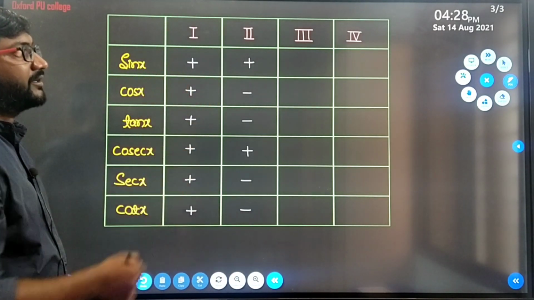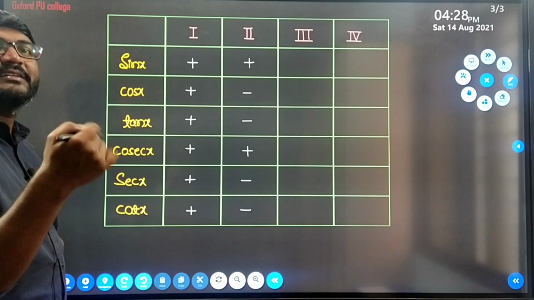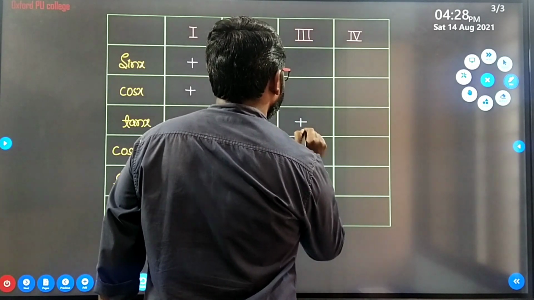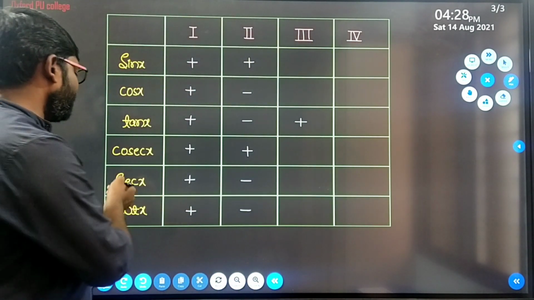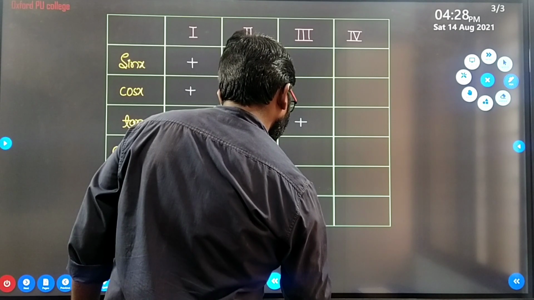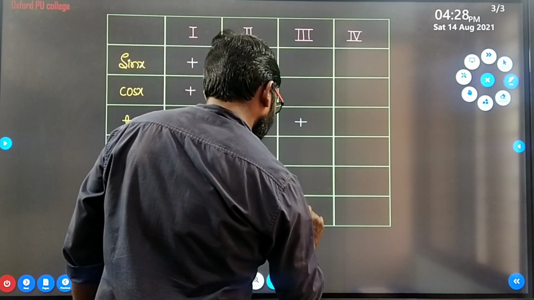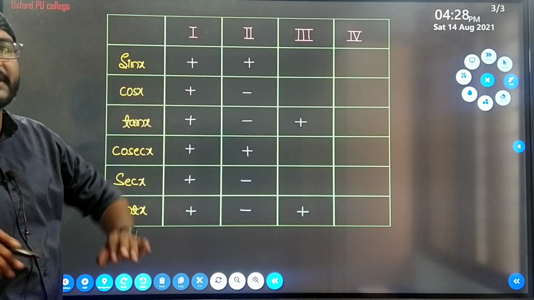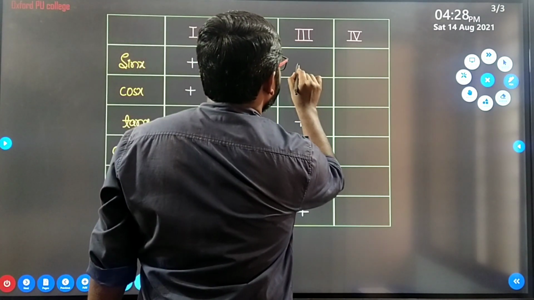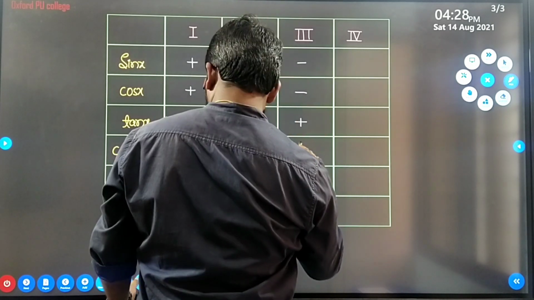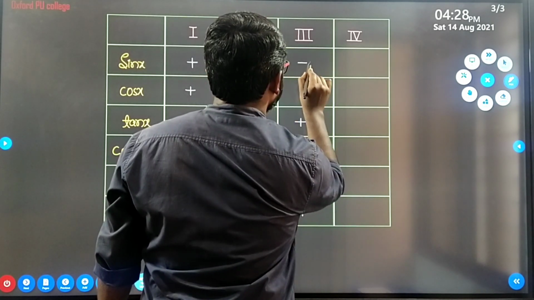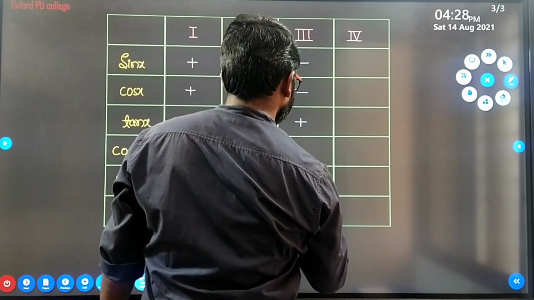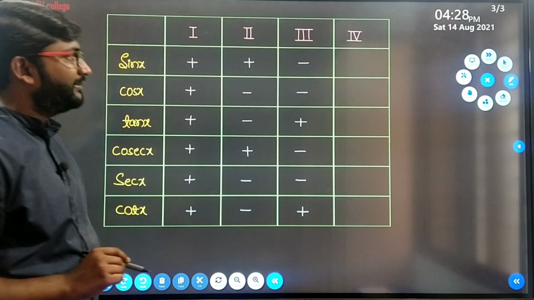Now come to the third quadrant, AST. T means tan x. In the third quadrant, tan x and its reciprocal, that is cot x, these two are positive. Remaining trigonometric ratios will be negative. So I write minus sign here. Remaining will be negative.